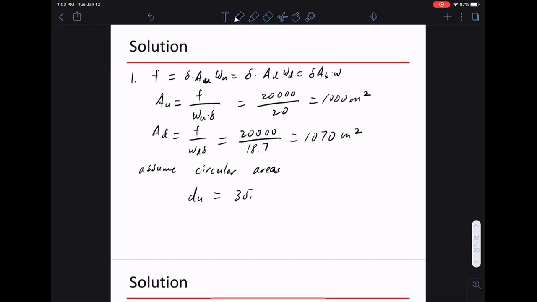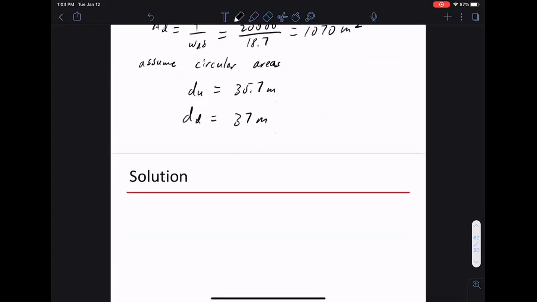It's about 35.7 meters, and the diameter downwind is about 37 meters. Okay, so if you assume it's circular, then you can compute the diameter of the circle, given the mass flow rate. So this is question 1. And question 2 is simply finding the power. Question 2 asks us to find the wind power, upwind and downwind.